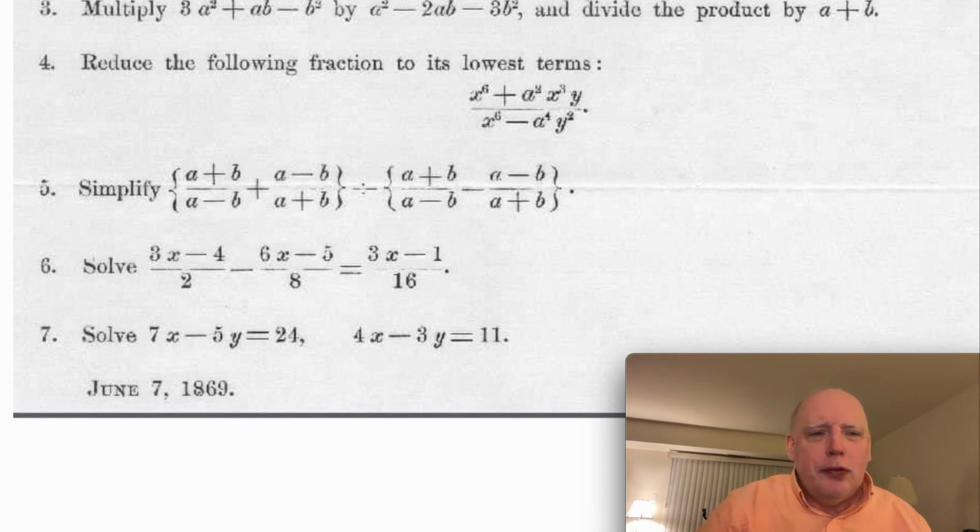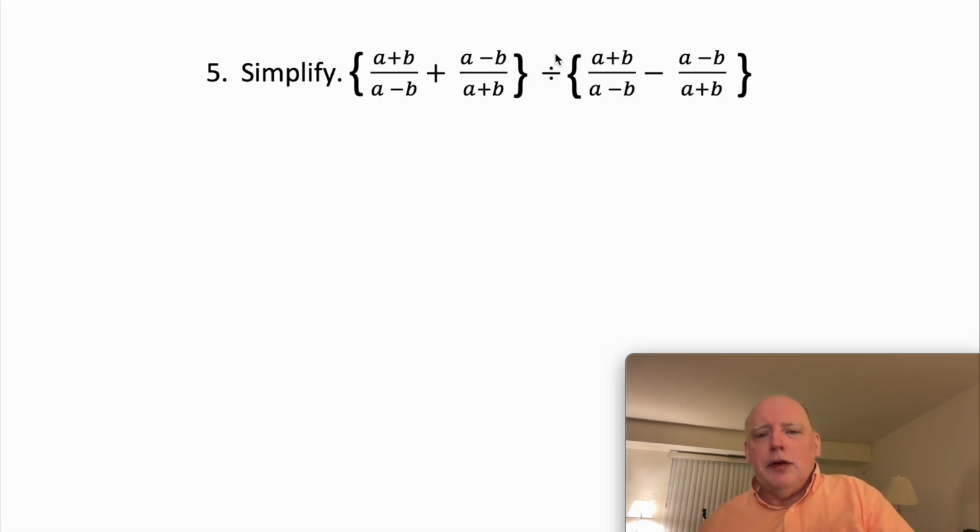Problem number 5 is a large expression involving a's and b's, a plus b and a minus b. So let's take a look at this one. We have a division, so we're dividing these two expressions. Let's first write each of them as one fraction. So we need a common denominator, which would be the least common multiple of a minus b and a plus b, and that's a minus b times a plus b. So we'll write these two fractions over that common denominator. For this, we have to multiply the top and bottom by the same expression, which here is going to be a plus b.